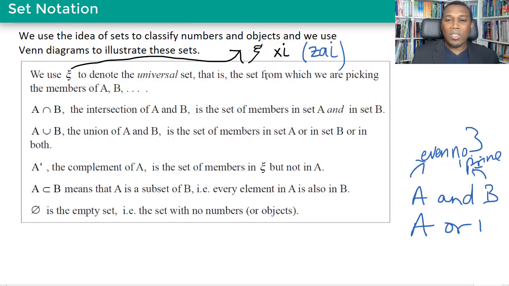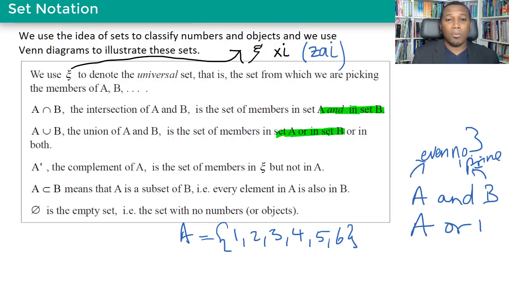And then when we use the word and, everything in A and set B, we use the intersection symbol. And then when we're saying the numbers in A or B, we use A union B. Okay, so let's say I roll a fair dice. The elements in the set would be 1, 2, 3, 4, 5, 6. Those are the different numbers you can get when you roll a fair dice, and that would be xi, the universal set: 1, 2, 3, 4, 5, and 6.